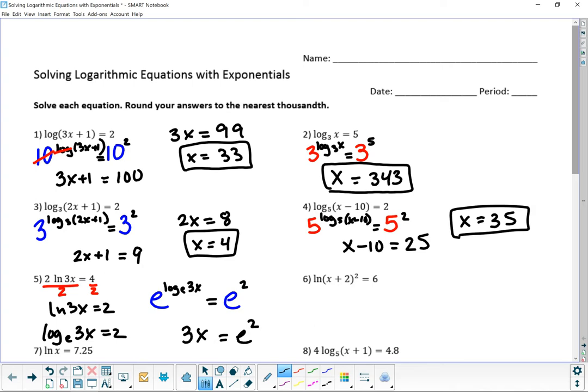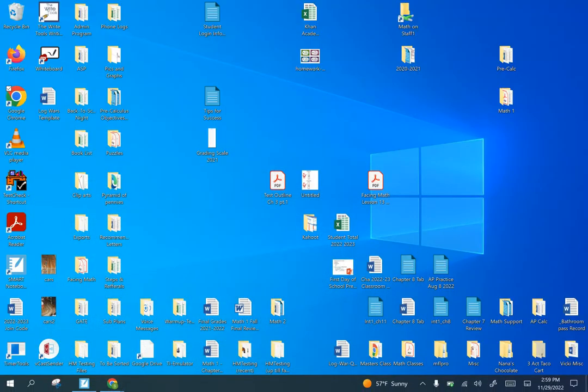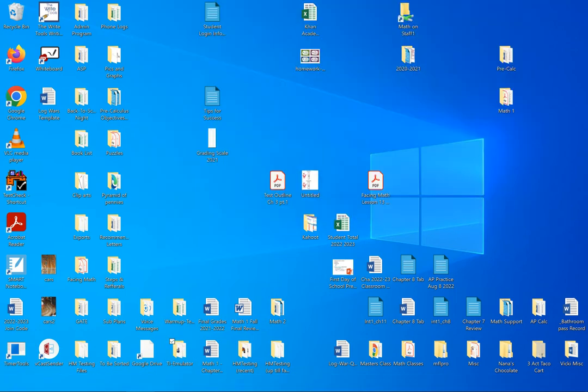Okay, that allows me to rewrite this as just 3x equals e to the second power. Now this one may need a little work, so give me a second. Excuse me for a second. I need my TI, Texas Instruments emulator.